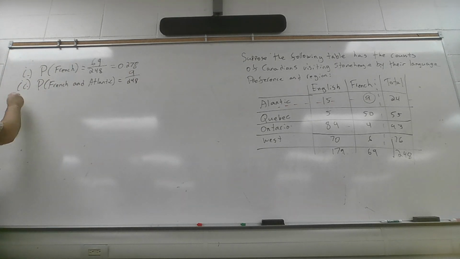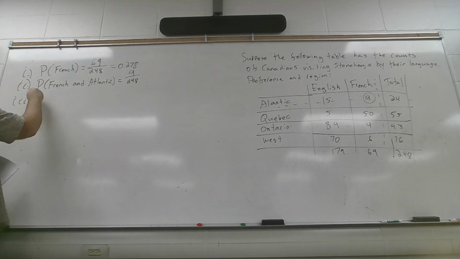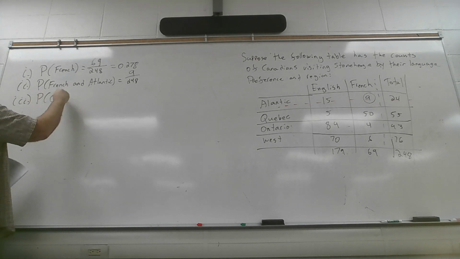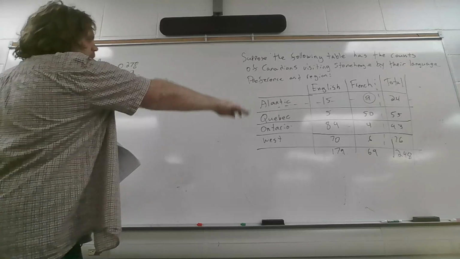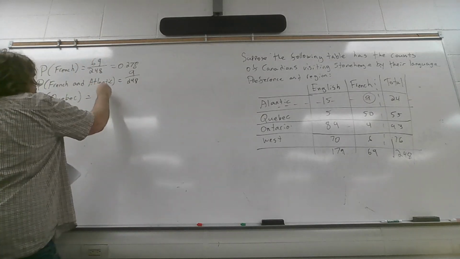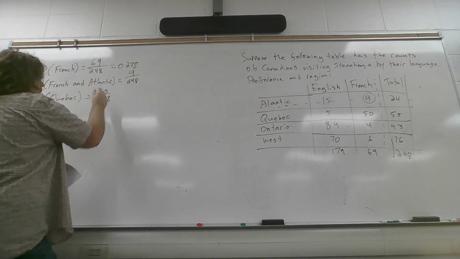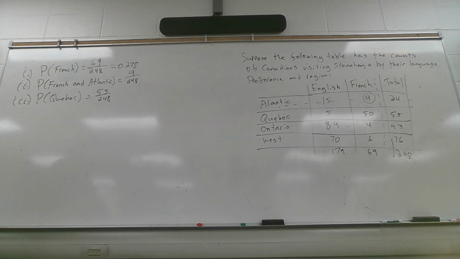Okay, and what is the probability that someone is from Quebec? Same thing, we just look at this table here. 55 people from Quebec out of 248. Okay, pretty standard stuff. But now let's ask a conditional probability question.